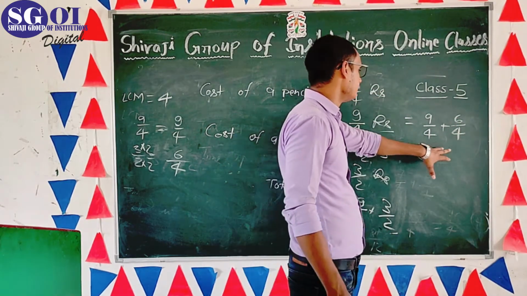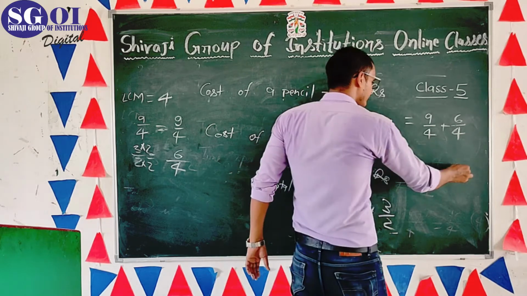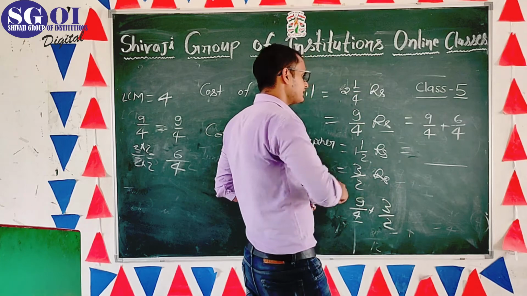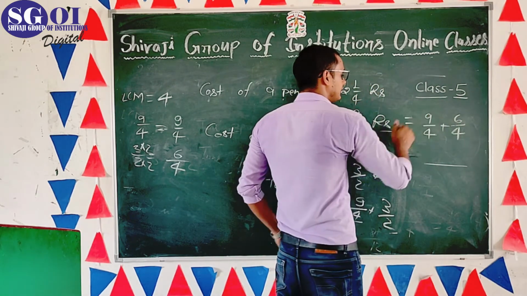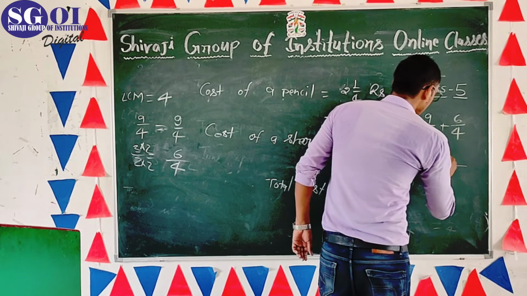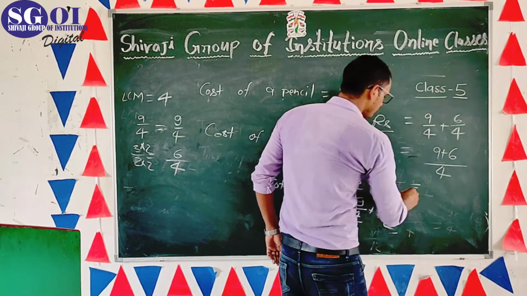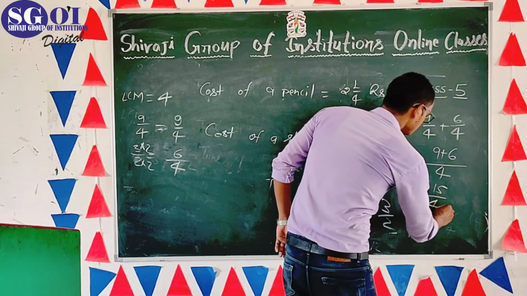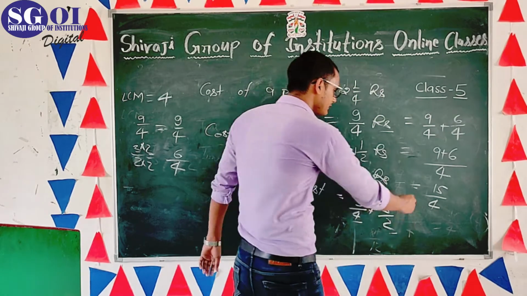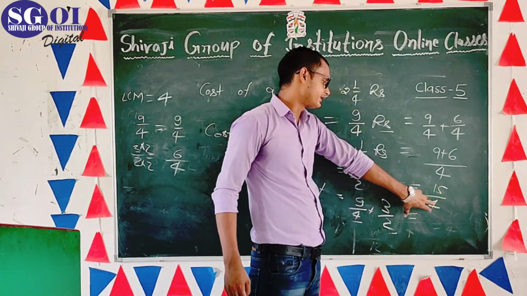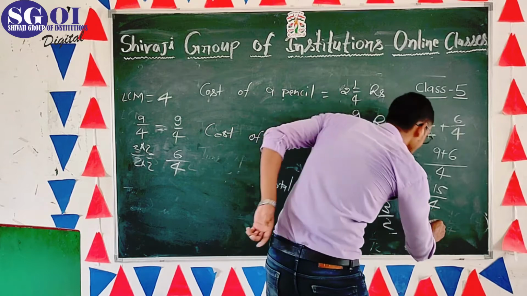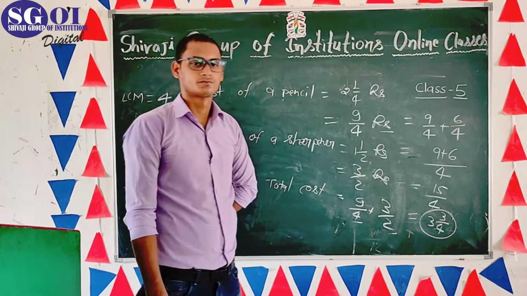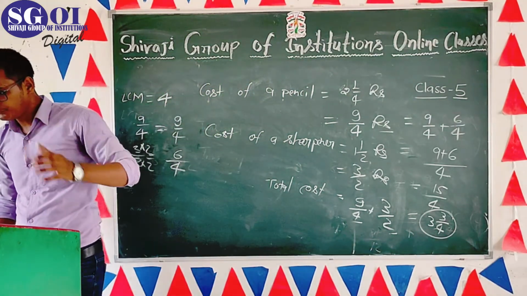Now the denominators are the same, so we apply the formula. The addition of fractions with the same denominator is equal to the addition of the numerators upon the common denominator. 9 plus 6 is equal to 15 upon 4. Now we change this improper fraction into a proper fraction: 3 whole 3 upon 4.